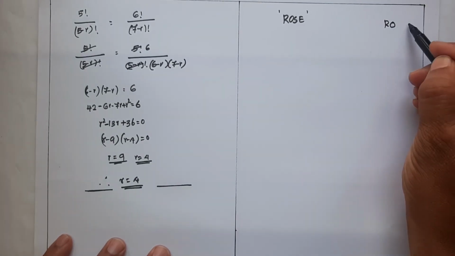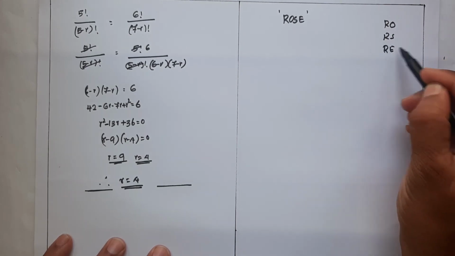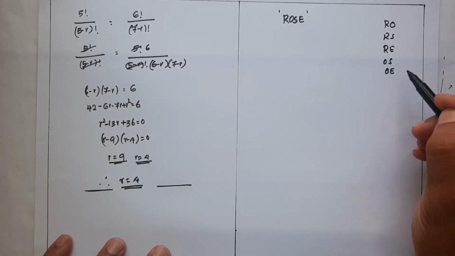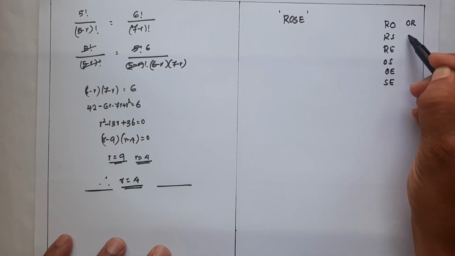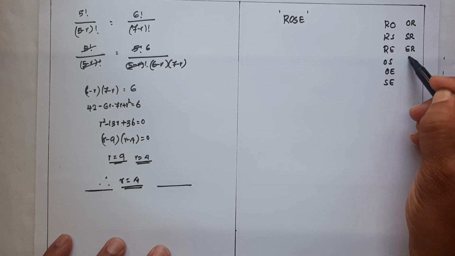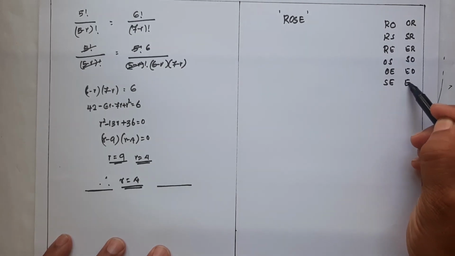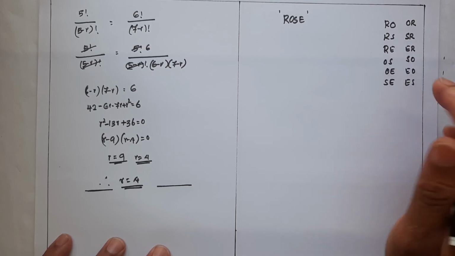RO, RS, RE, OS, OE, SE, also OR, SR, ER, SO, EO and ES. Totally we get 3 plus 3, that is 6, plus 6, 12 words.